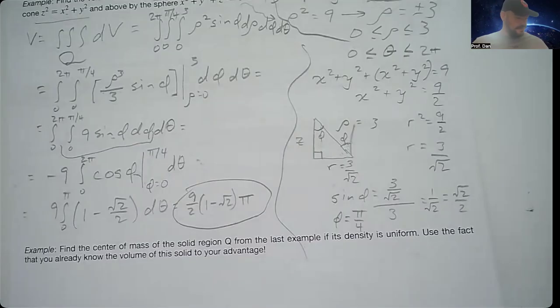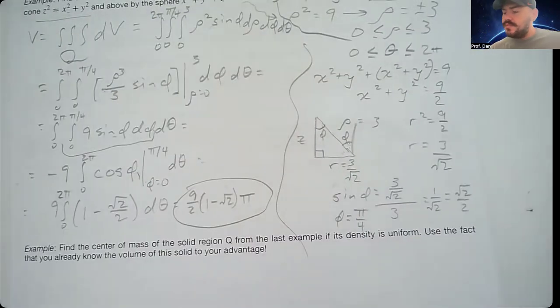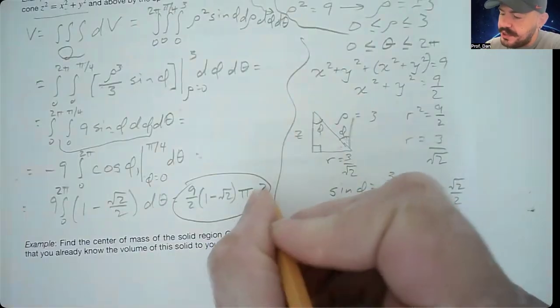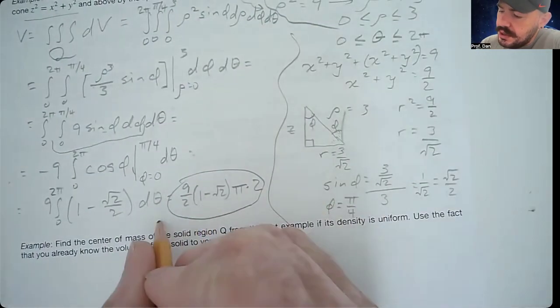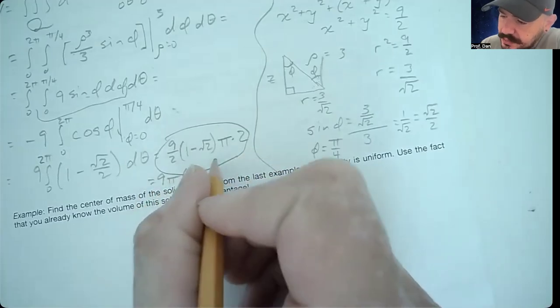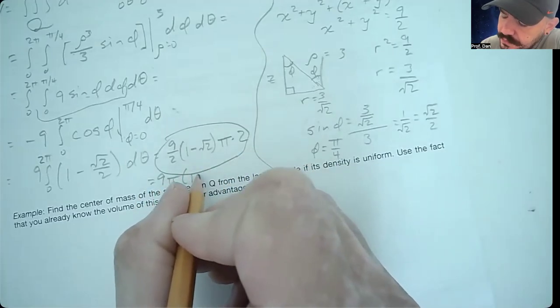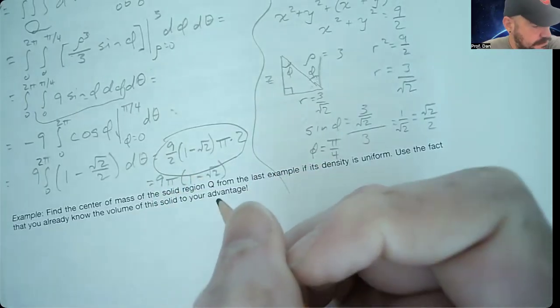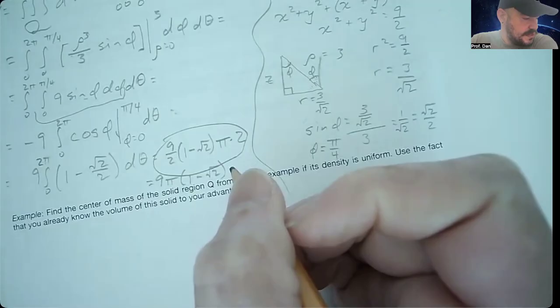And the textbook actually gave it as a decimal answer. Oh, it was 2 pi. Whoops. So we would multiply that by 2. Yep. So we'd end up having 9 pi times 1 minus the square root of 2. No, I messed something up.